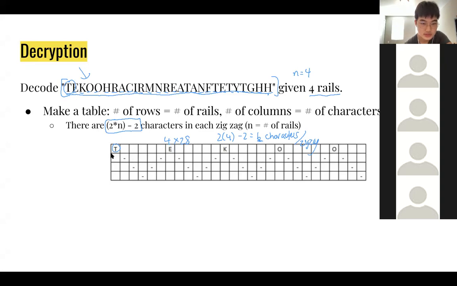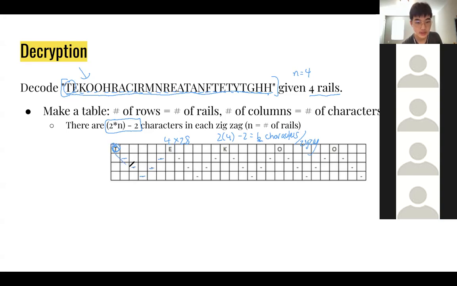So because I know there's 6 characters, this T is the first one. And then I need to use 5 more because 6 minus 1 is 5. I need to use 5 more to eventually get to this second highest row. And I know that I only have 4 rows to work with. So basically, I go down 1, 2, 3, and then I go up 1, 2. So 3 plus 2 is 5, and then 5 plus 1 is 6.